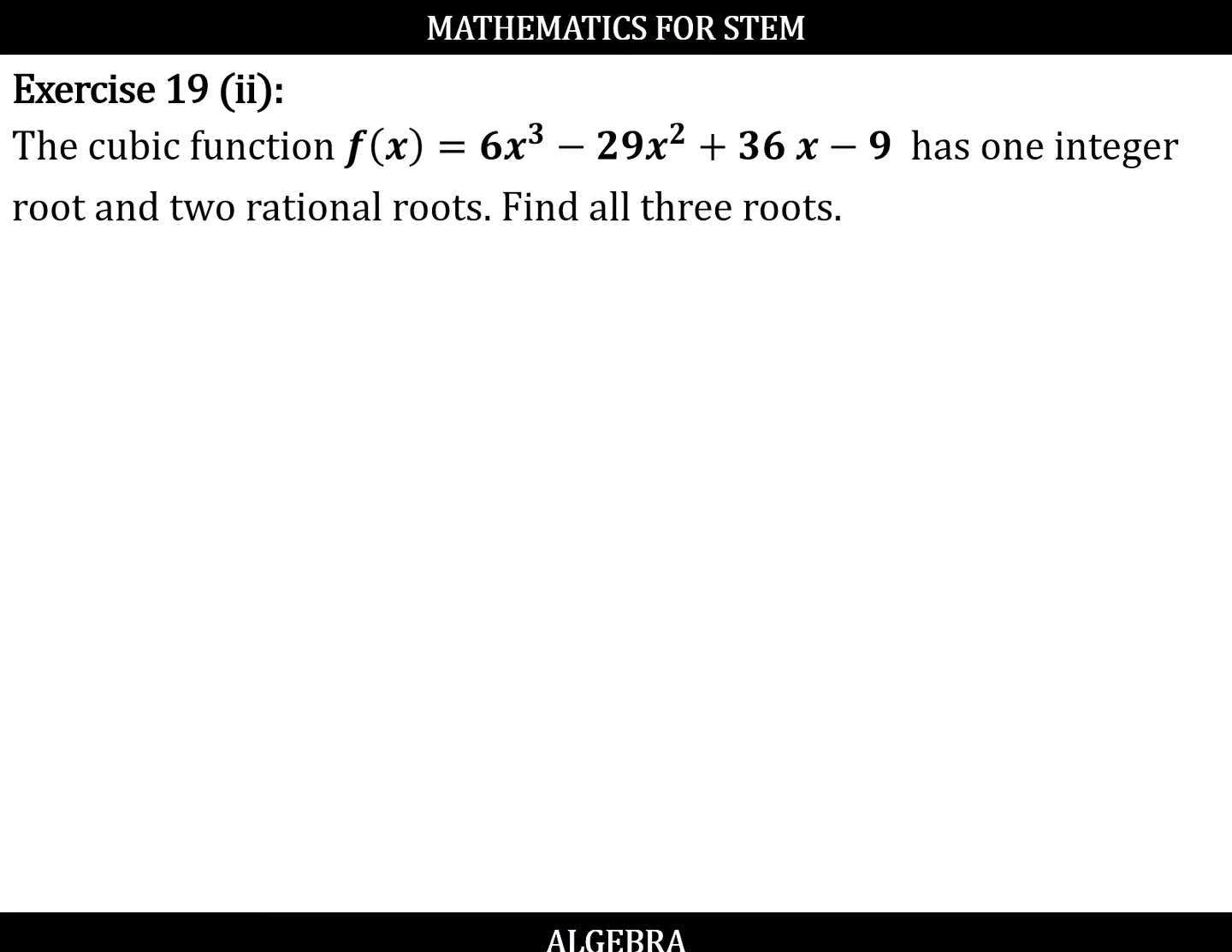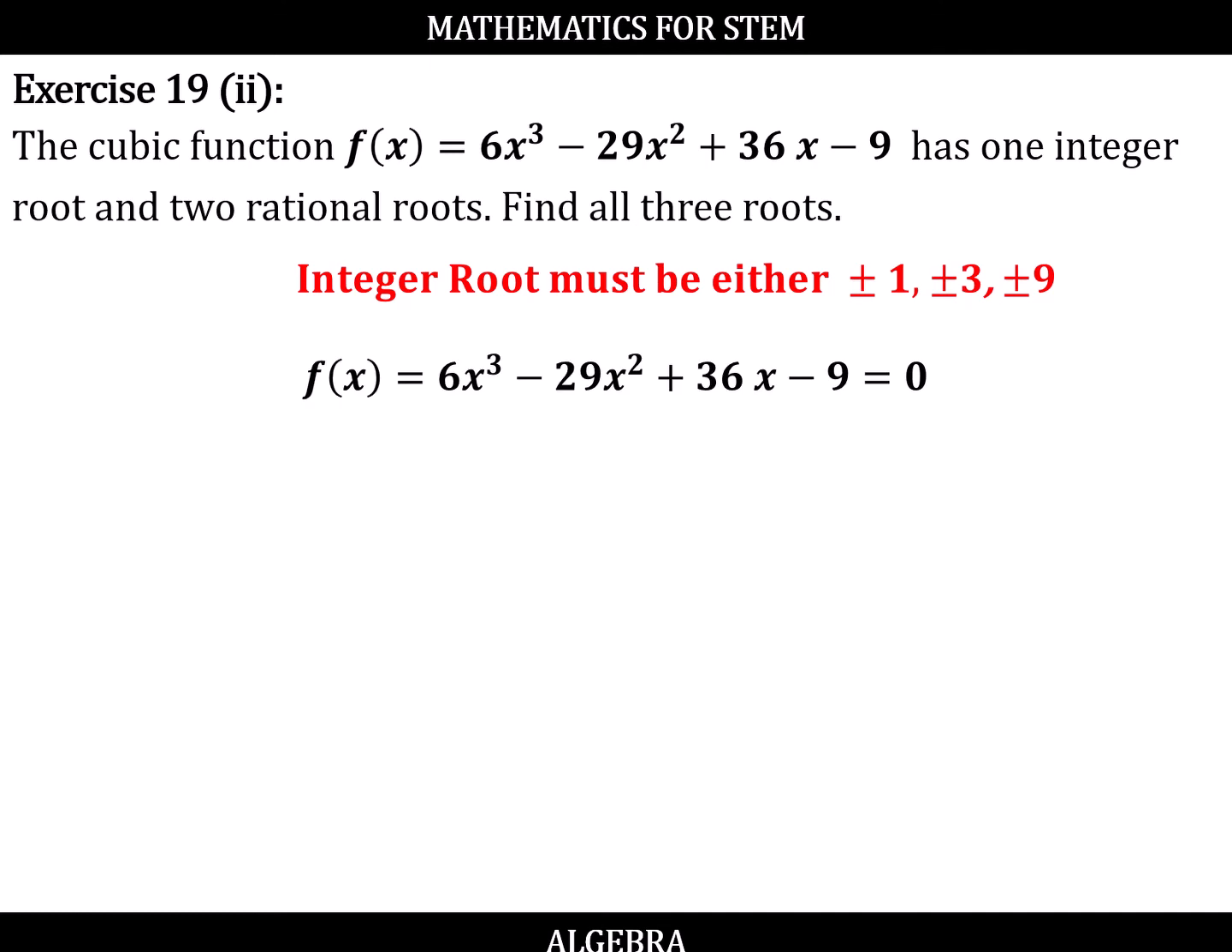The integer root will be a factor of minus 9. What integer numbers divide into minus 9? Start from the smallest: plus 1 or minus 1, plus 3 or minus 3, plus 9 or minus 9. So altogether there are 6 possible integer roots. We're going to use trial and error to see which of these is the integer root. We're going to start off putting in x is 1.